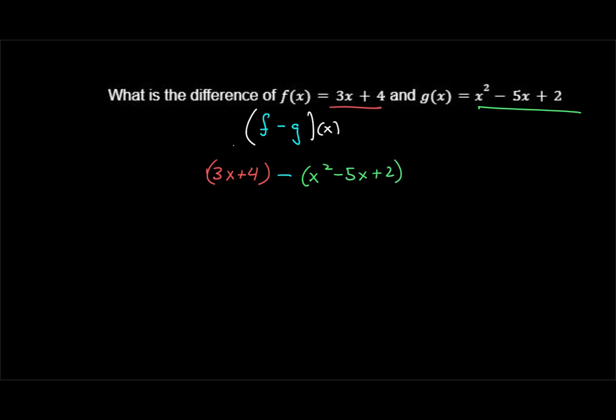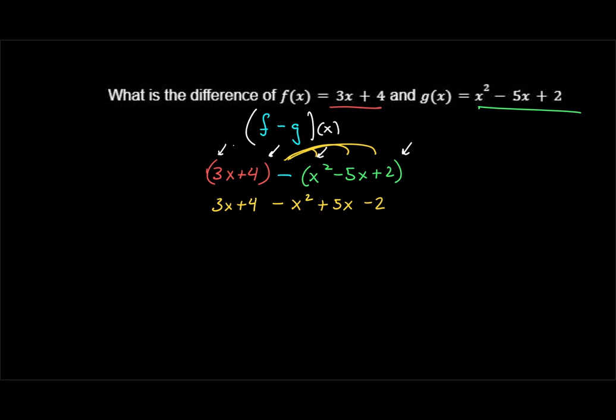It is very important that we place parentheses around the expressions whenever we're setting up the operations. After doing so, we just simplify like normal. Since there's a minus sign in between the two sets of parentheses, we need to distribute it through. So we'll end up with 3x plus 4 minus x squared plus 5x, and then minus 2.